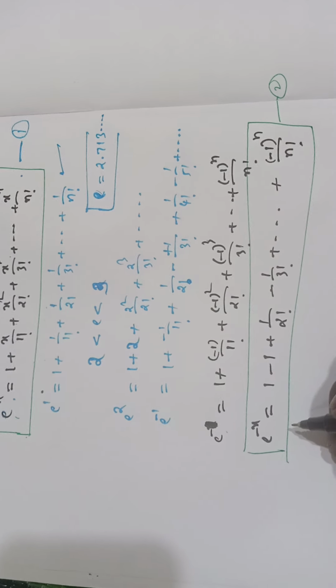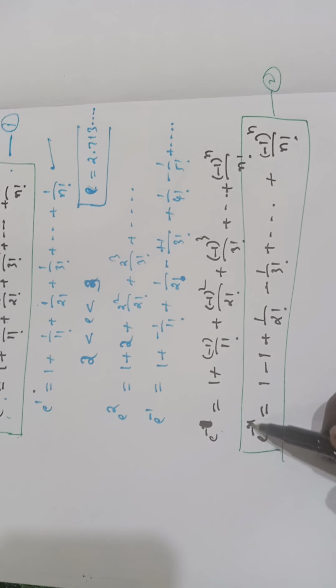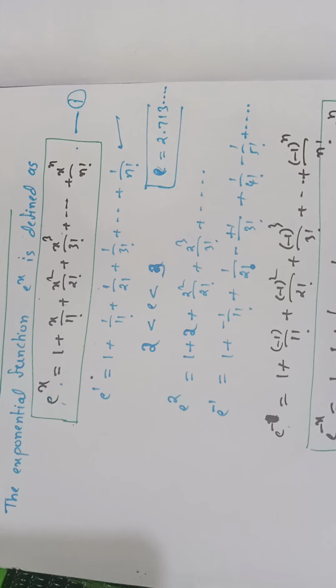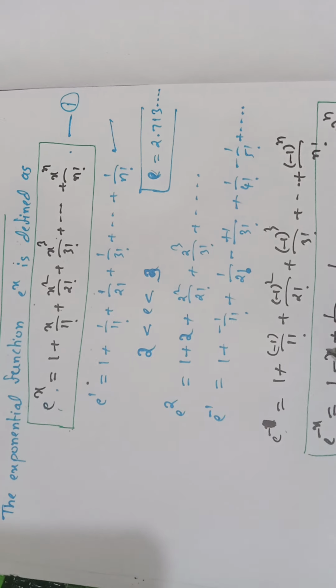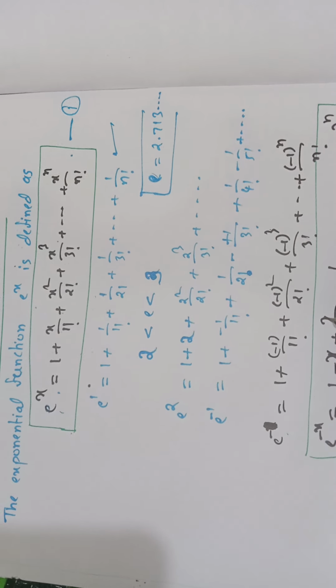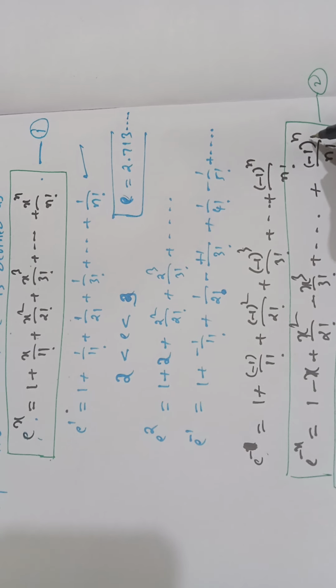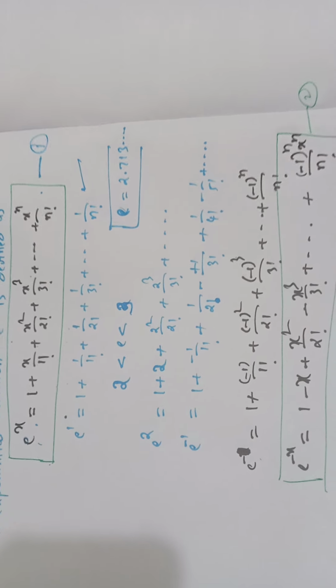Now look here very carefully. We have substituted x equal to minus x. So here also we need to take care of the x terms. x will come this side, x square, and this is x cube, and the last one is x to the power of n. We should take it like this.